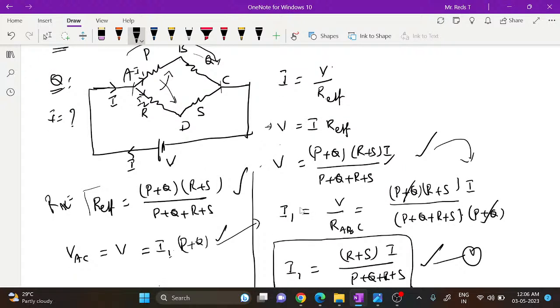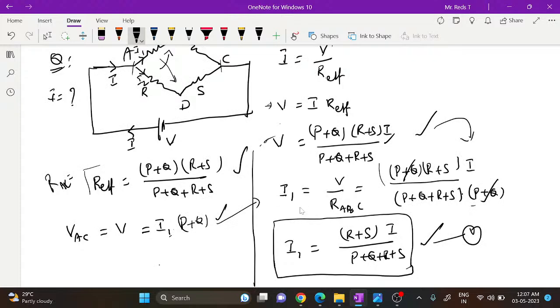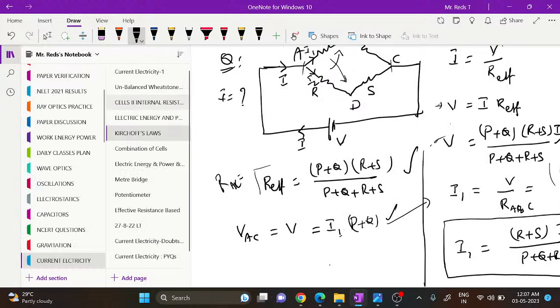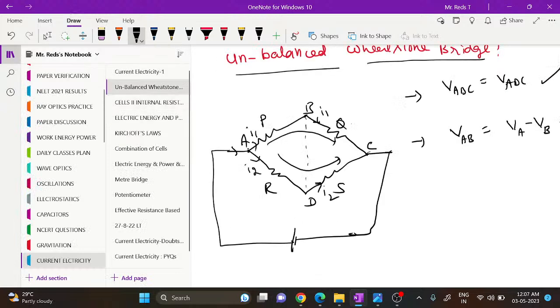Now by taking this over here, I1 is equal to, as you know already, V by R, so into R. But here R ABC part is P plus Q, P plus Q. And substituting and simplifying, we'll get I1. This is I1. This we have to make use of here. Let's come back.